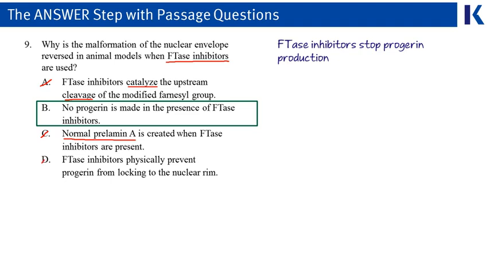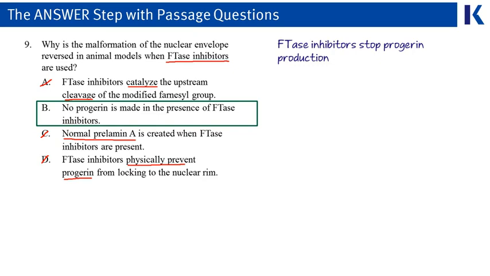And then finally, choice D is wrong because, like choices A and C, if the FTase inhibitor did this, it would in fact treat HGPS. If these inhibitors physically prevented progerin from locking to the nuclear rim, then that would relieve some symptoms, because the passage told us that the symptoms come from the fact that progerin locks to the nuclear rim. But again, that's just not how FTase inhibitors would work, given the information that we know in the passage.